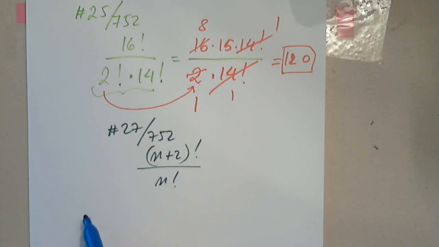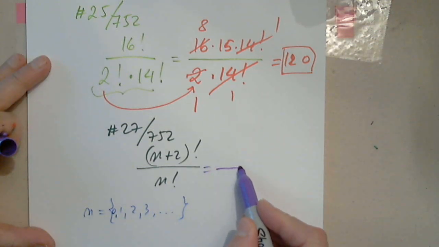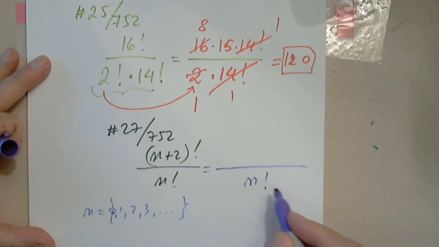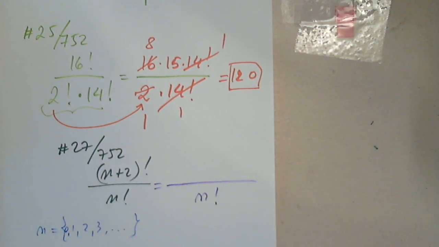Remember, n can only be a number between 1, 2, 3, ... infinity, but it has to be a positive integer, not 0. So the top one, n plus 2. Actually, it could be 0 because 0 factorial is 1. Okay, perfect. So yes, n plus 2 is bigger, so I will not touch n factorial. But now the question is, what do I write instead of this? And where do I stop?